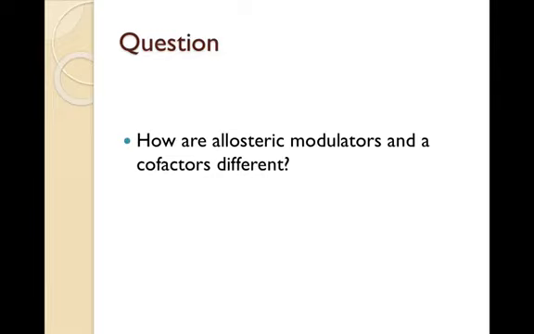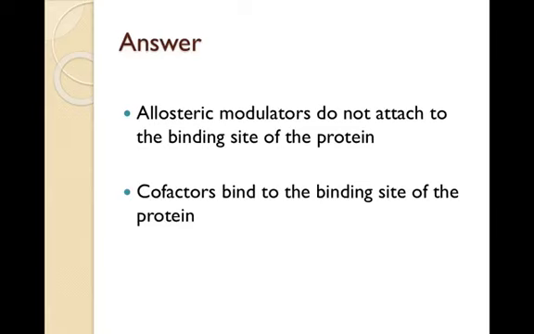So one question is, how are allosteric modulators and cofactors different? So the main answer to this is that an allosteric modulator does not attach to the actual binding site of the protein. It attaches to a site away from the protein binding site to allow for the binding site to become activated. Cofactors, on the other hand, actually bind to the binding site of a protein. So one attaches away from the binding site, the other attaches right to the binding site.